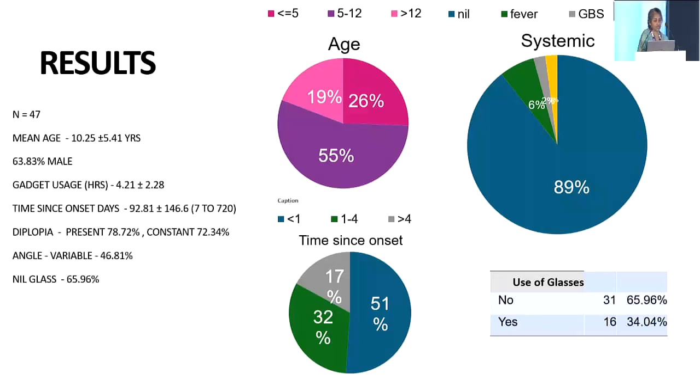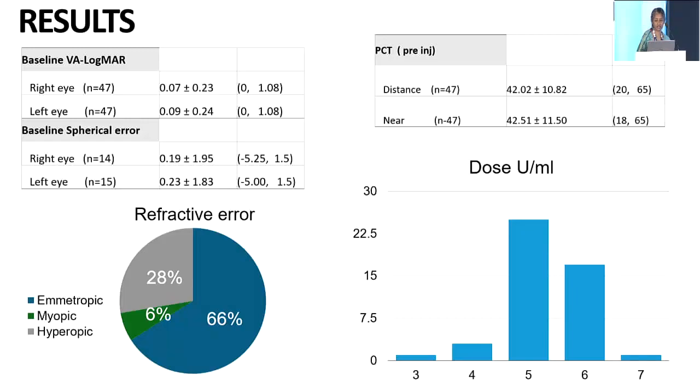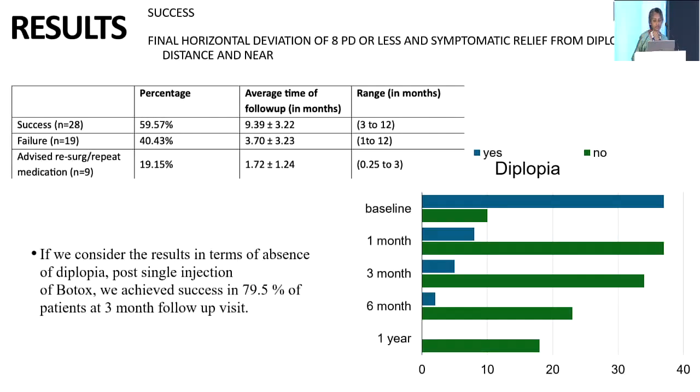In 47 patients that I have injected, with a mean age of 10, you can see that many of them presented at less than the age of 5. About 90% had no systemic associations, and 51% of the patients had presented within 1 month of onset. And this was the dose. Most of them had a large and stable angle of around 40 prisms.